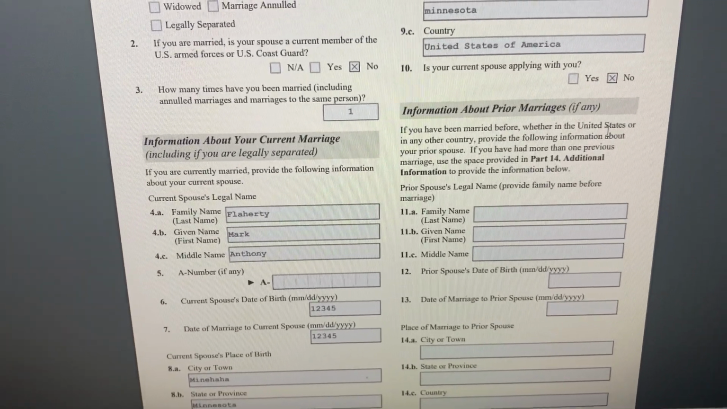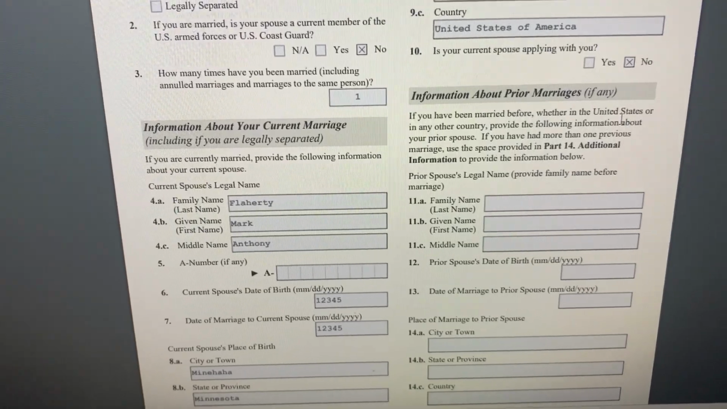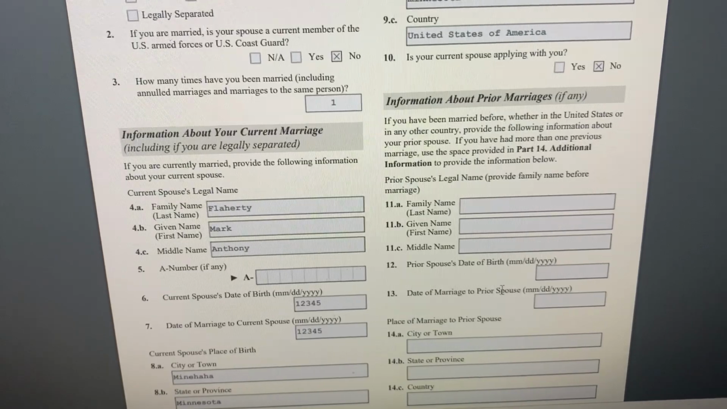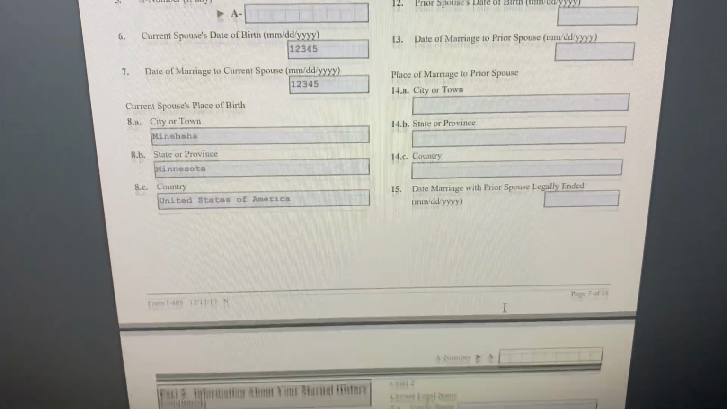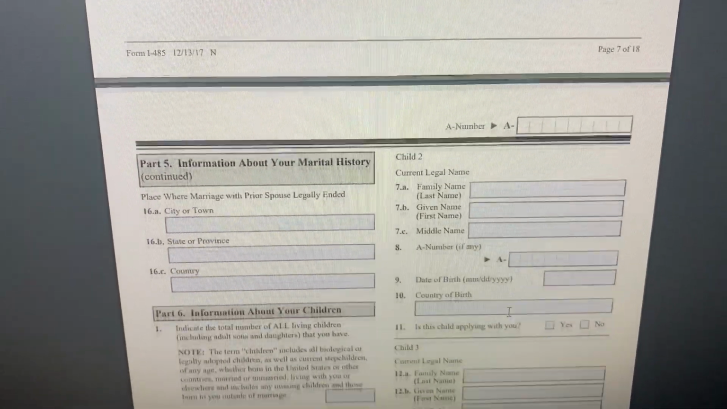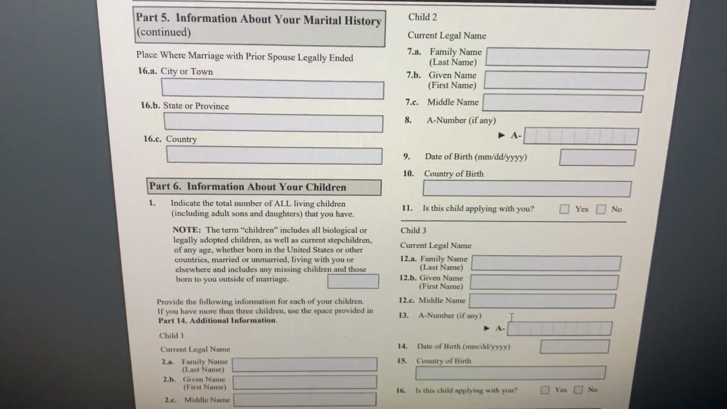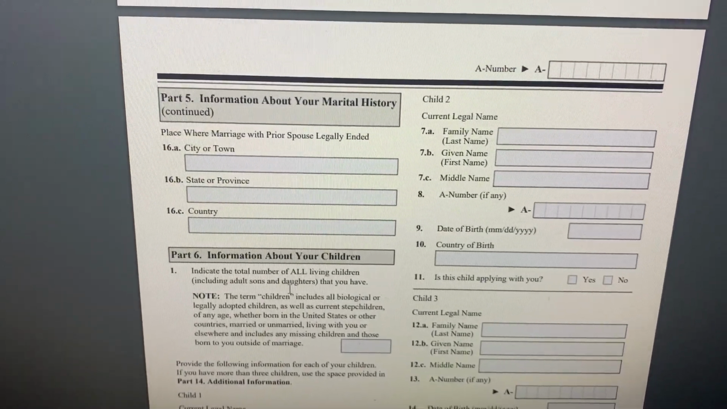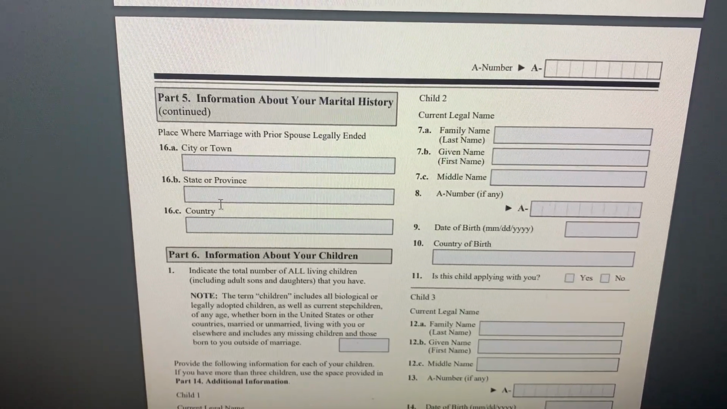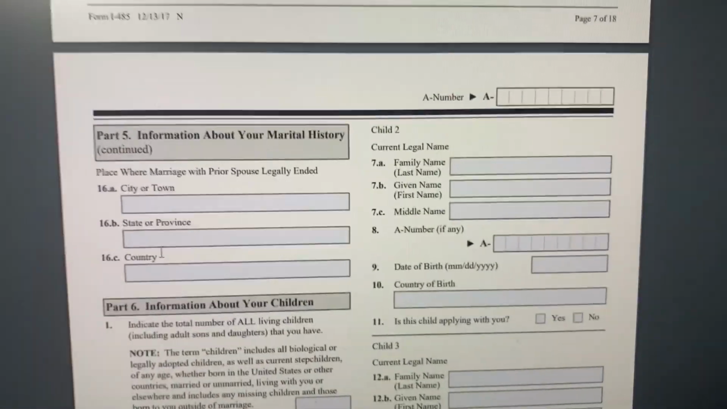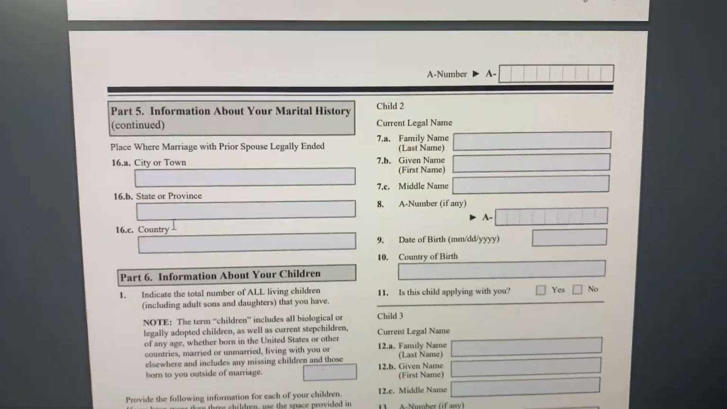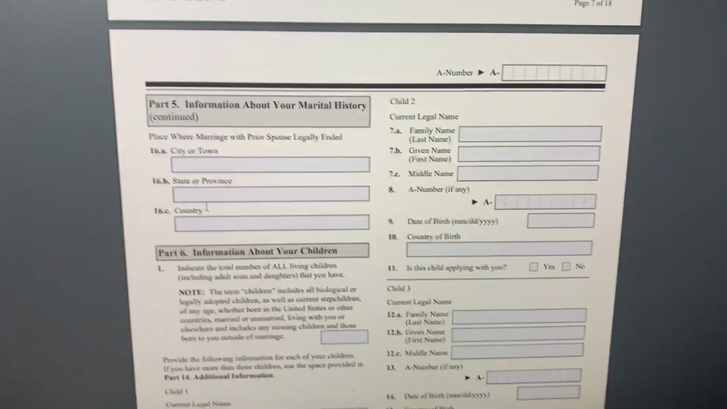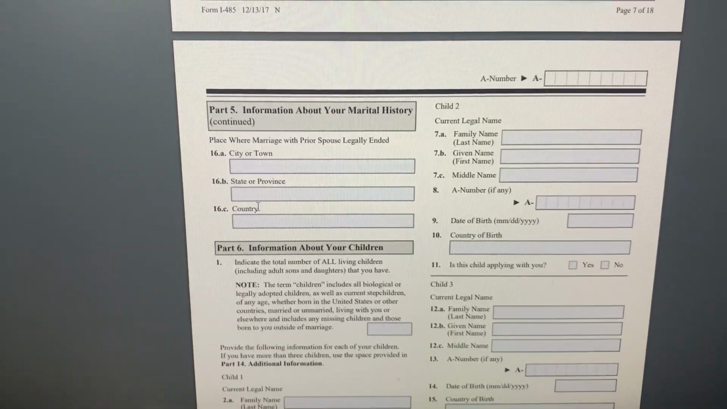Information about prior marriages. This is for your husbands, or yourself if you have any divorce or annulment in the past. And page 8, information about your marital history. This is for the petitioner or the applicants who have divorces or prior marital history.